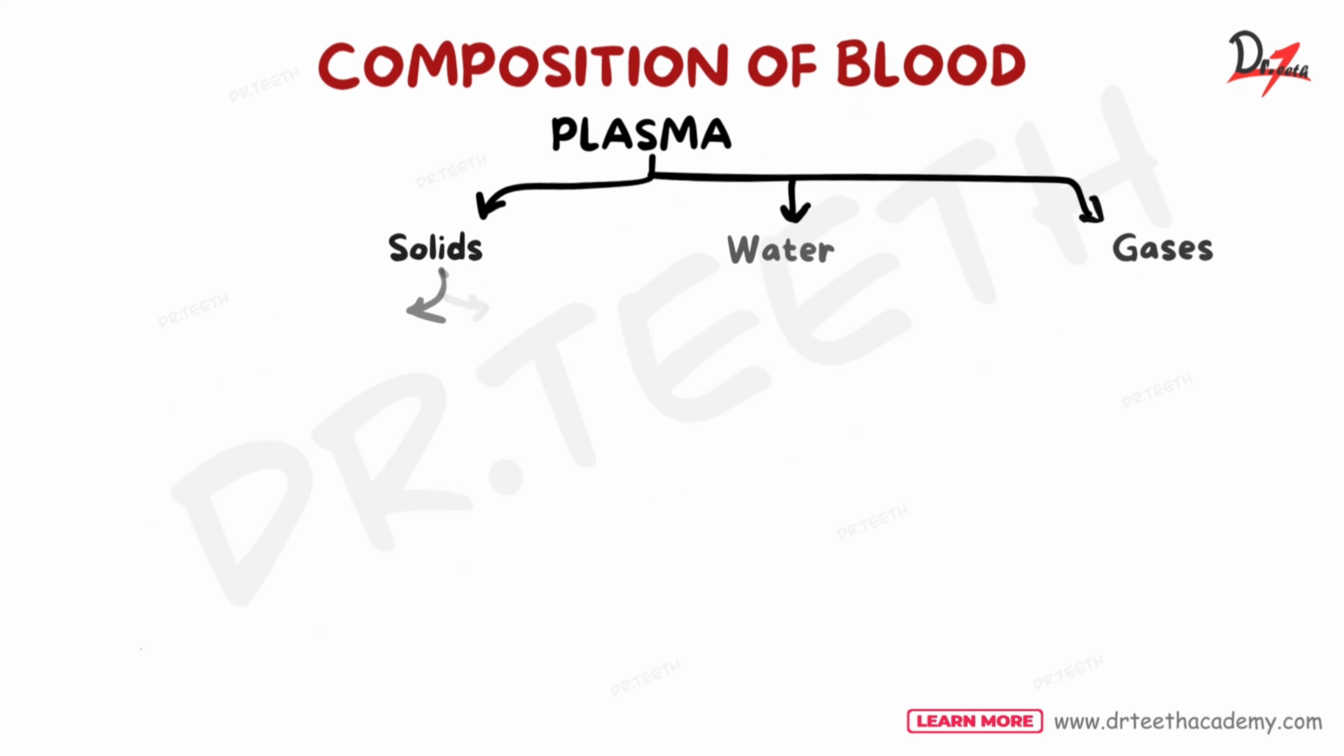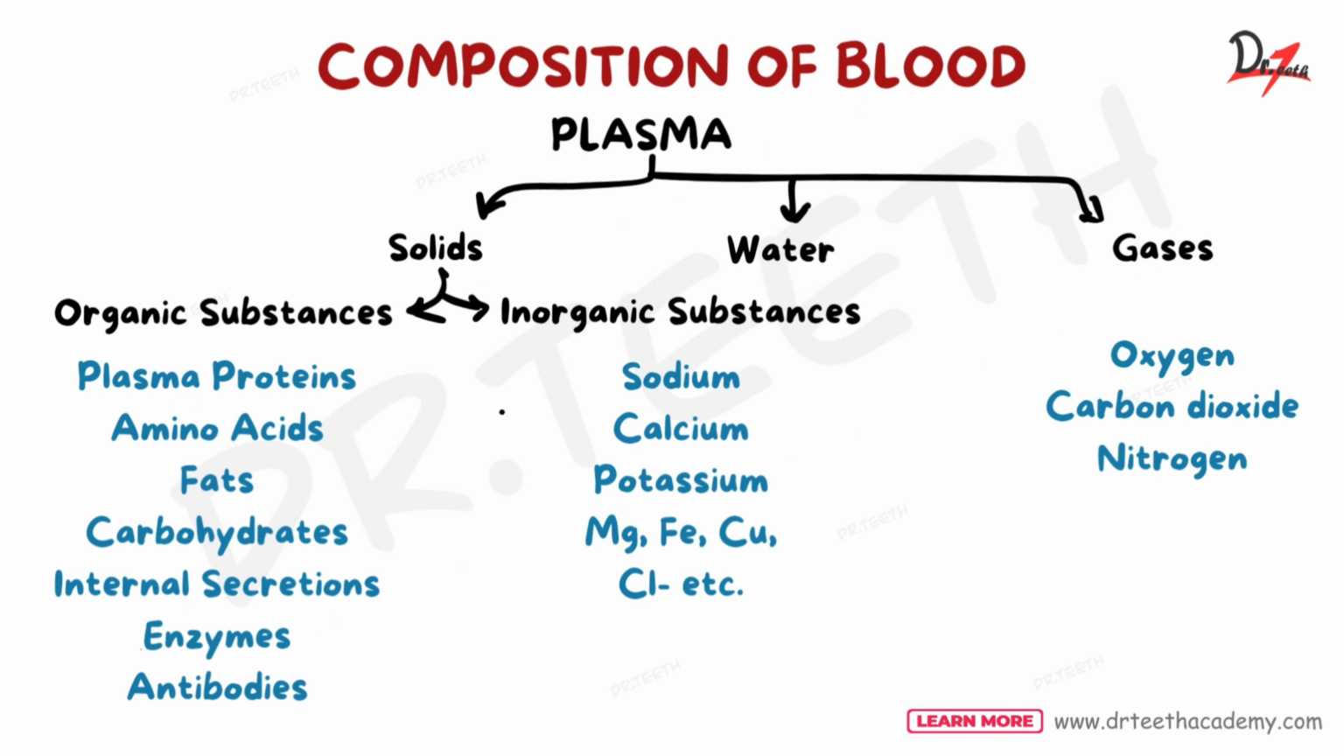The second component of blood is plasma. Plasma is a straw-colored clear liquid part of the blood. So it is lightly yellow in color. It contains 91 to 92% of water and 8 to 9% of solids. The solids are the organic and the inorganic substances.